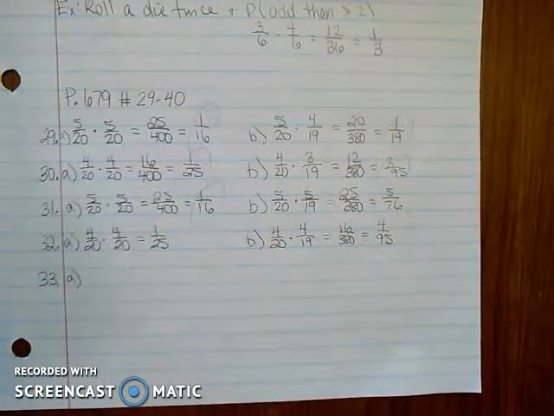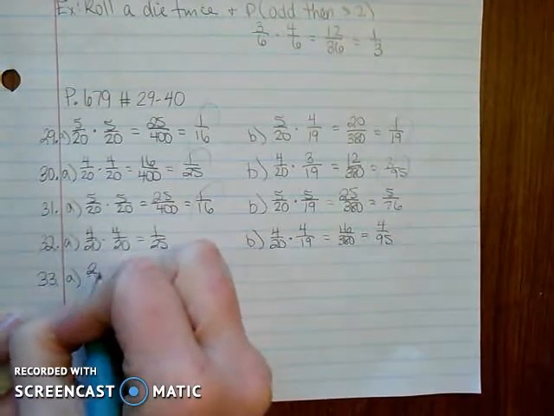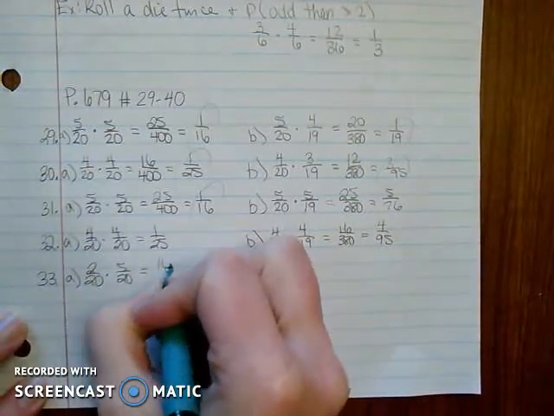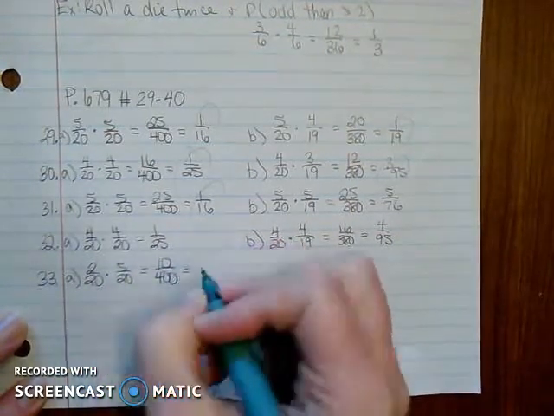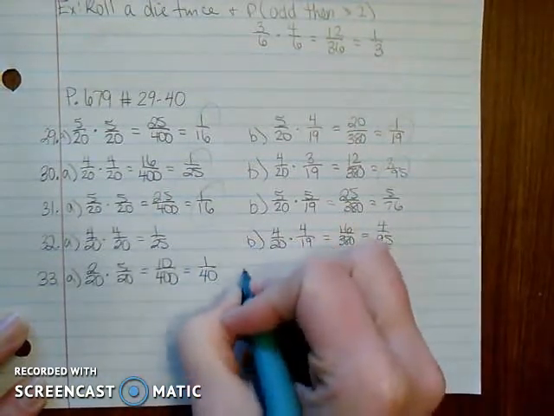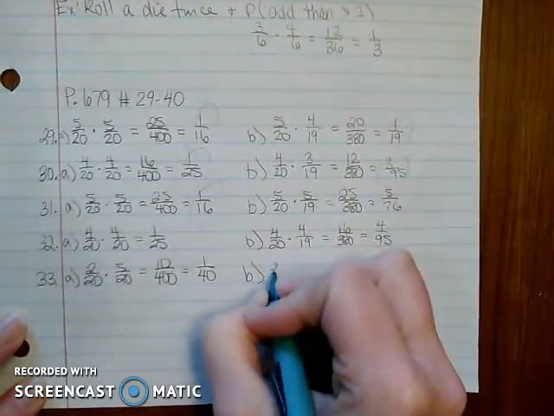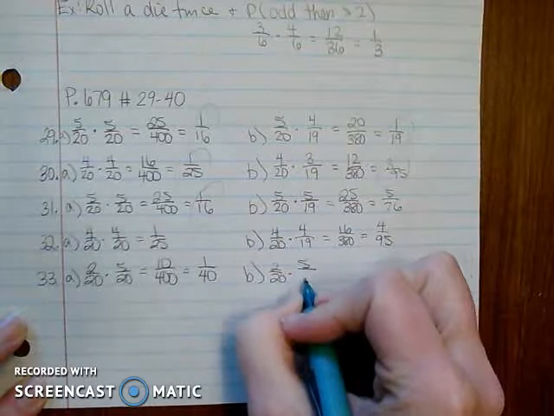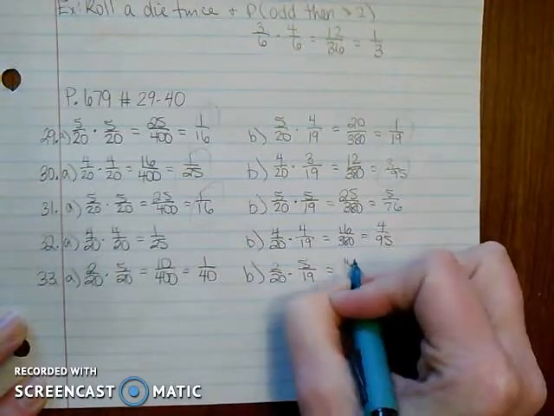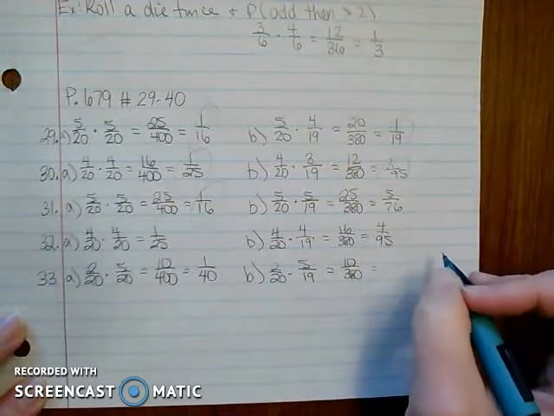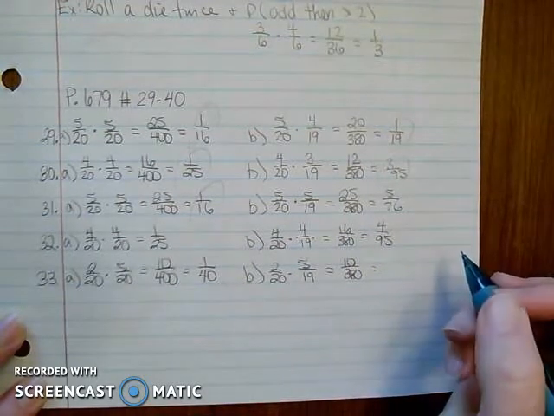33 wants a yellow bird and then a lion. So there are 2 yellow birds, so 2 out of 20, and 5 lions, 5 out of 20. 10 out of 400 gives me 1 out of 40. Part B, again, 2 out of 20 is not going to change. 5 doesn't change because those are different animals. So 10 out of 380 gives me, oh wait, what did, yeah.